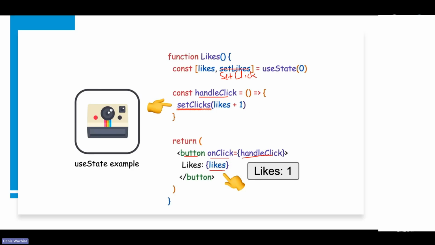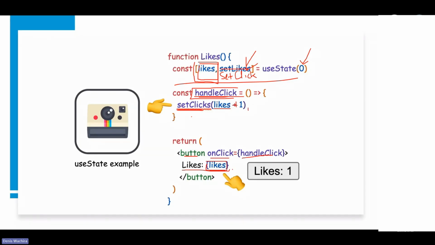Then you display the state there. This button displays the value, which is the current state. Initially when the component renders, the initial value is 0, so the button will be showing 0 likes. Then once I click that button once, I'm calling this function, and I'm just calling the setter function of this useState hook. To this setter function, I'm passing the likes, which is our current state, and adding 1 to it.